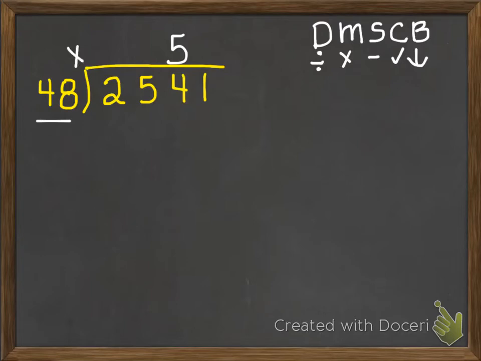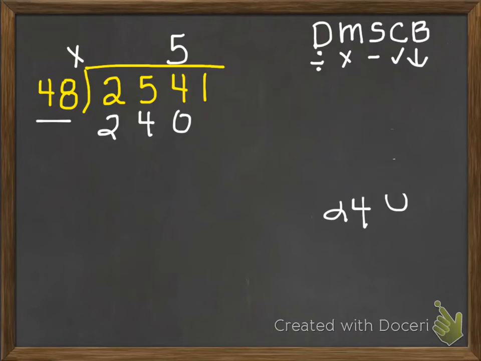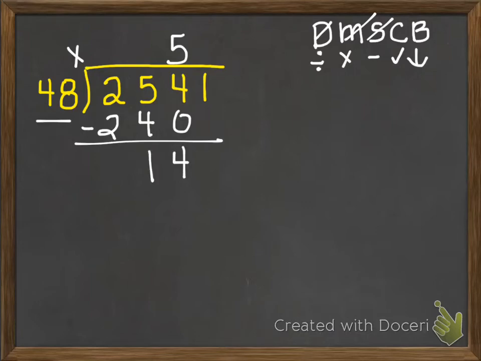Now I'm going to multiply. So I take 48 times 5. 8 times 5 is 40. And 5 times 4 is 20, plus 4 is 24. That is pretty close. So now I would write it right here, 240. Now once I write it, my next step is to subtract. 4 minus 0 is 4, 5 minus 4 is 1, 2 minus 2 is nothing. Then ask yourself, is 48 greater than 14? That was checking. If the answer is yes, then you can bring down the next number.